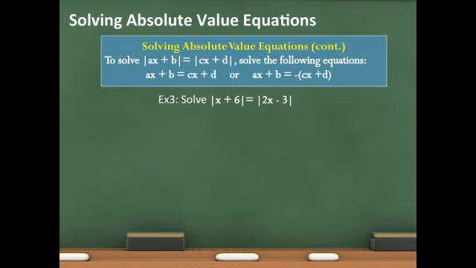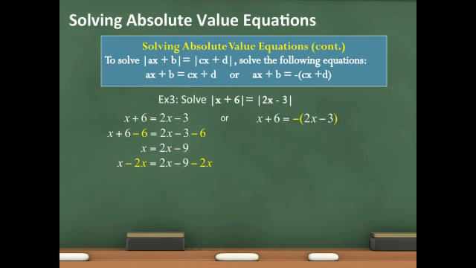In example 3, we have the absolute value of x plus 6 equals the absolute value of 2x minus 3. We rewrite the problem as x plus 6 equals 2x minus 3, and x plus 6 equals the negative of 2x minus 3. We begin by solving the first equation. First, we subtract 6 from both sides of the equation. Next, we subtract 2x from both sides. We now have the opposite of x equals negative 9.